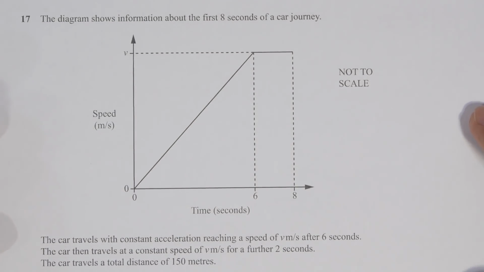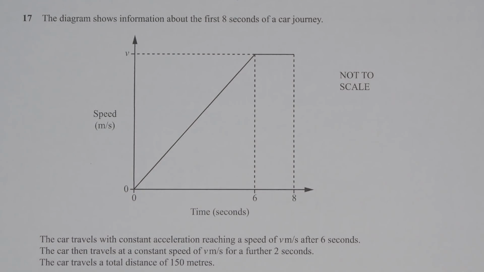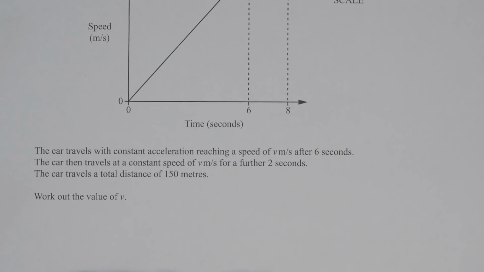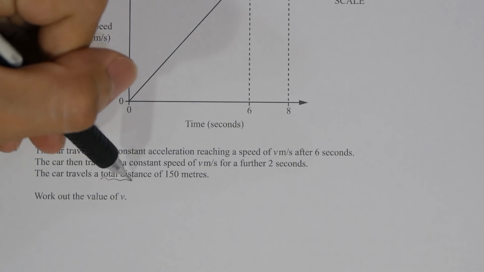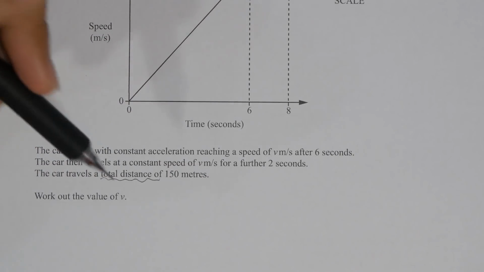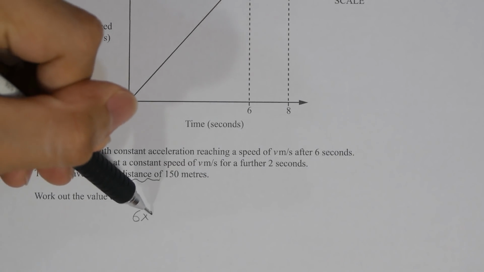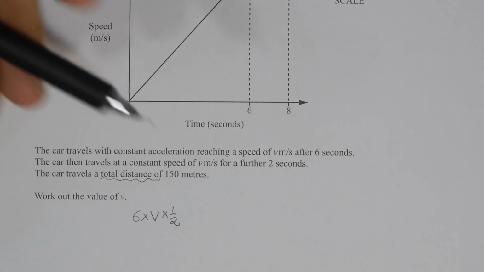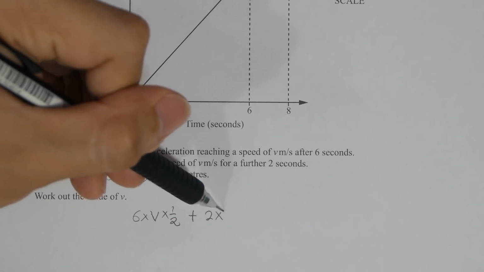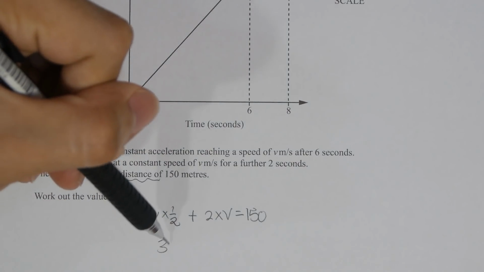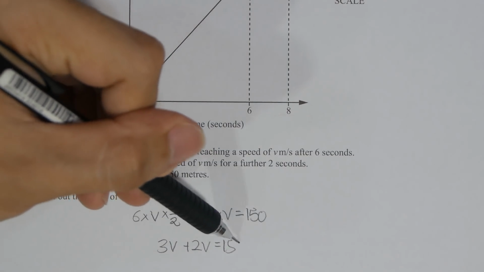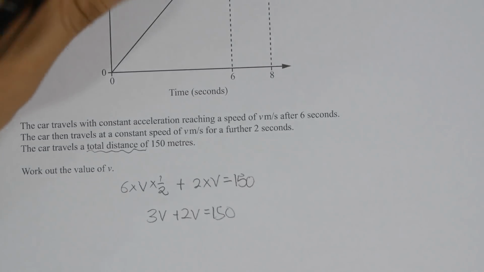For the next question, question 17. Find the total distance. So what I did was I used a triangle and a rectangle. So for the triangle part, it's actually 6 times v times half plus 2v for the rectangle part equals 150. So after you run the calculation, you get v equals 30.